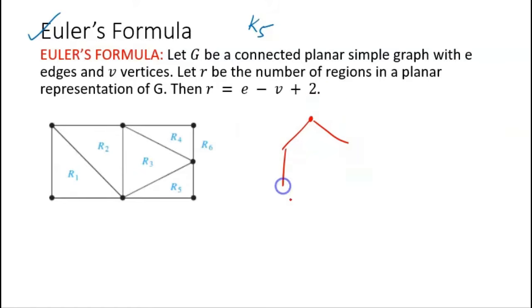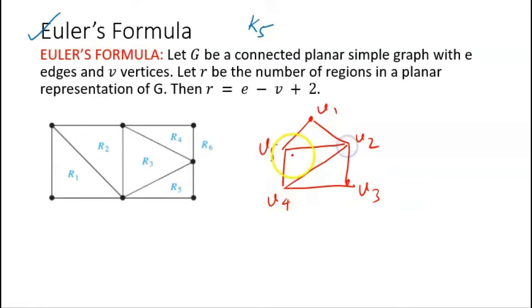So you know that this is how K5 looks. There are 5 vertices. Let me call them V1, V2, V3, V4 and V5. And first draw it the way we have already drawn in our previous classes, without avoiding the crossing, just draw it.